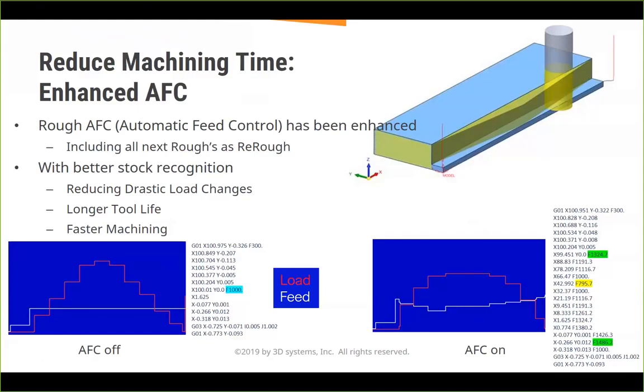So even though this function was available in Cimatron for many years, it had some problems, and now it is much enhanced and we encourage you to use it and to show it to your customers and let them use it. This is an important machining time reduction and quality improvement in roughing.